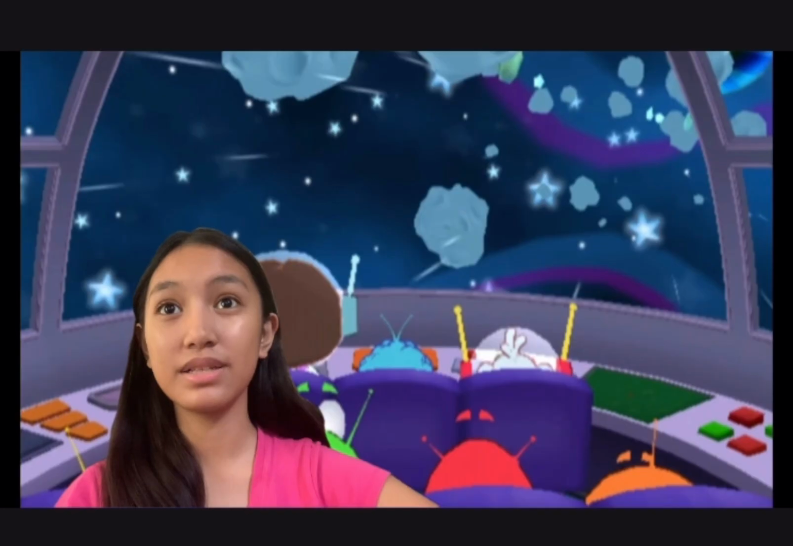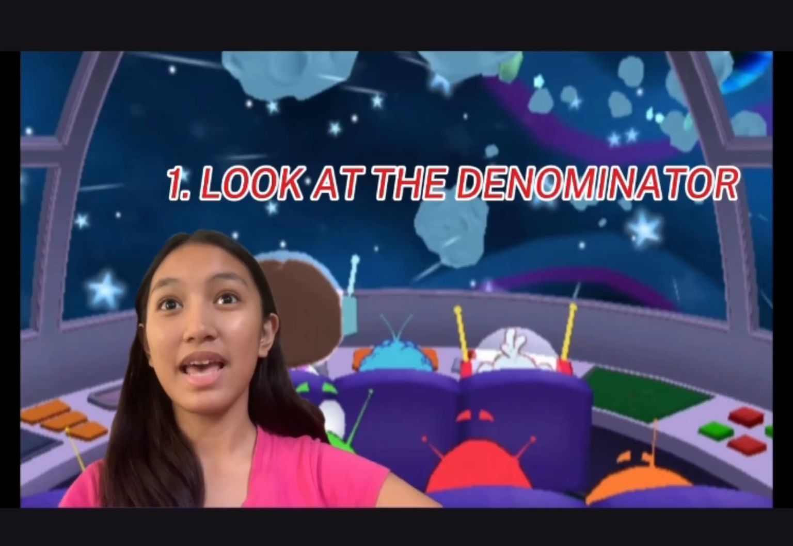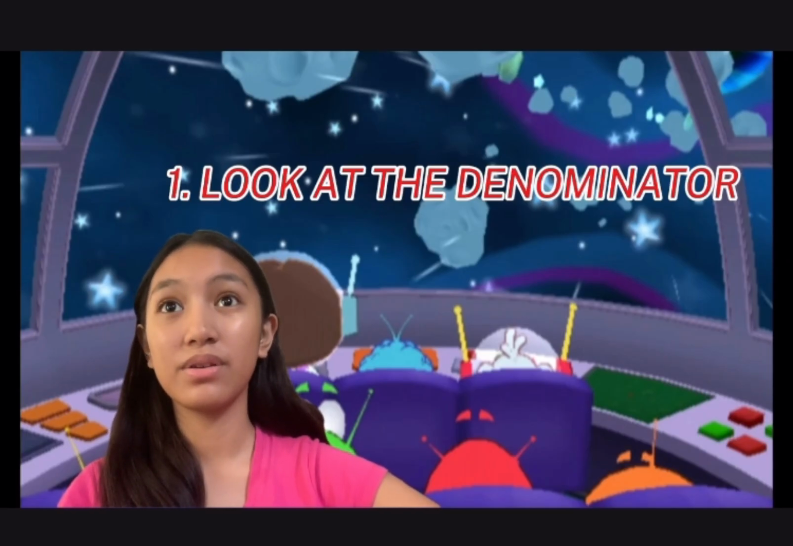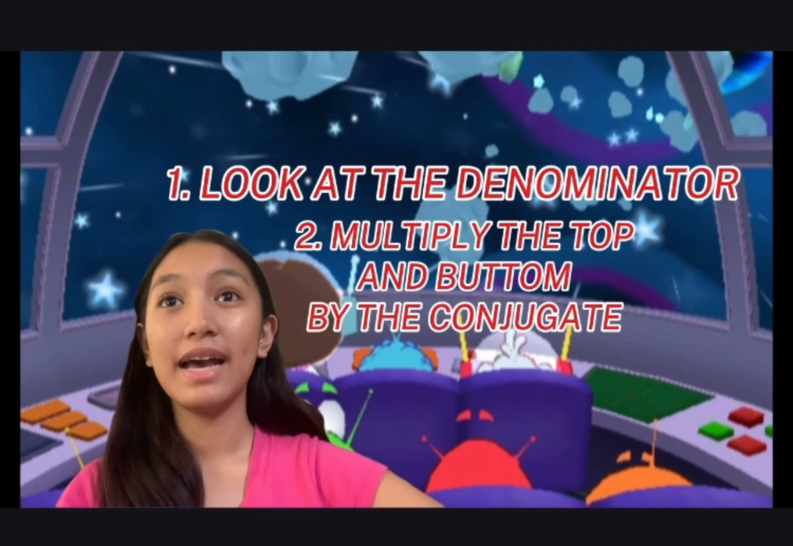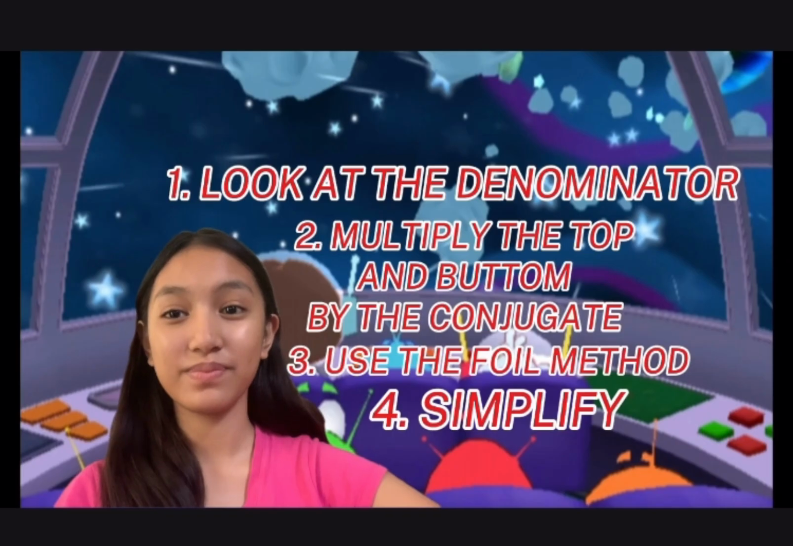Now, the steps for binomial denominators. 1, you look at the denominator, which is a plus square root of b or a minus square root of b. 2, you multiply the top and bottom by the conjugate. And 3, you use FOIL to multiply. And of course, you can't forget one of the most important parts, which is to simplify.